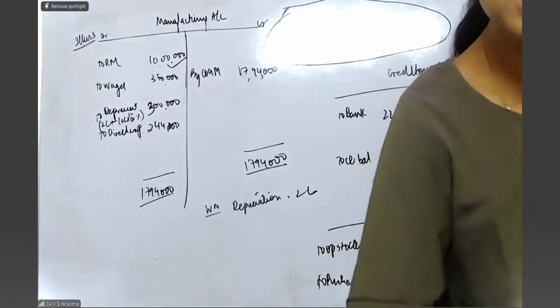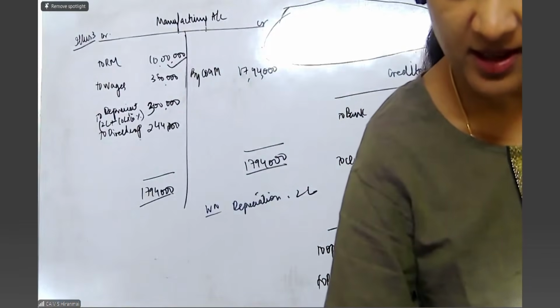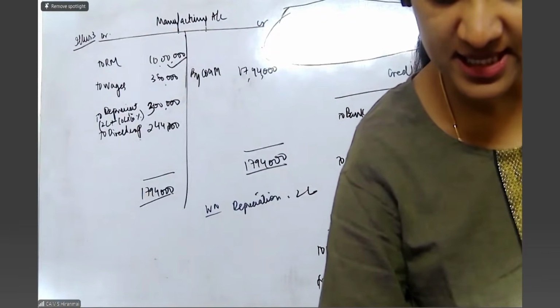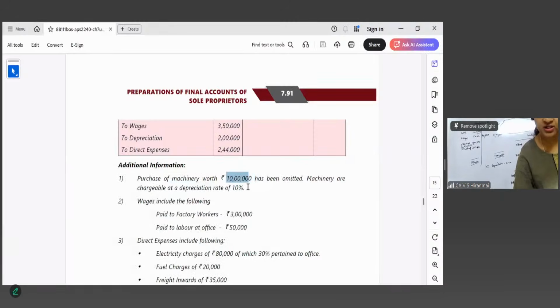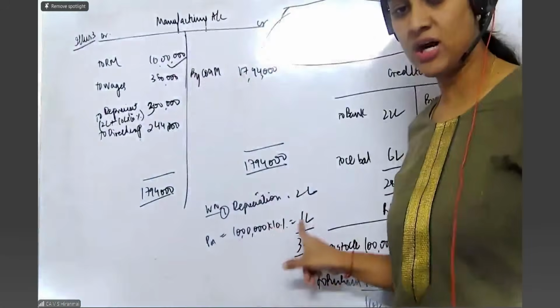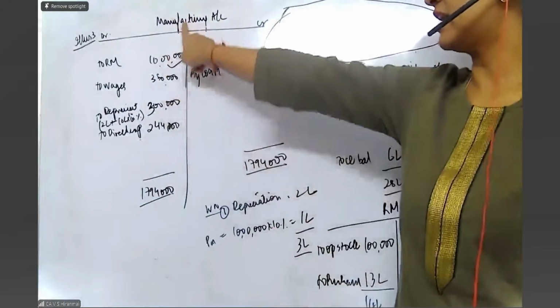Now when you read the question, they say purchase of machinery of 10 lakhs is forgotten. It is omitted. For that, on the 10 lakhs, please charge depreciation now, which comes to 1 lakh. So this is for the plant. So now the revised value of depreciation is 3 lakhs. So now I am taking the 3 lakh value to where? I am taking the 3 lakh value after adding 1 lakh to my manufacturing account.